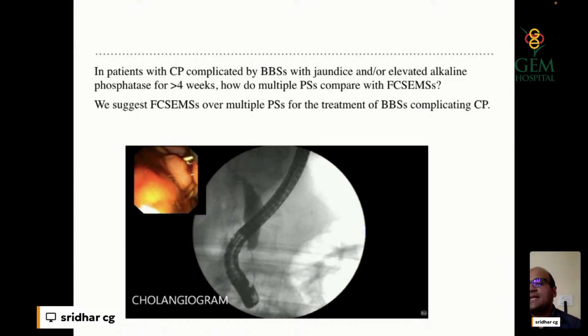Malignancy, once proved, is very clear. If it's operable, we go for surgery. If it's inoperable, then you consider metal stents, and you can proceed towards chemotherapy and everything.